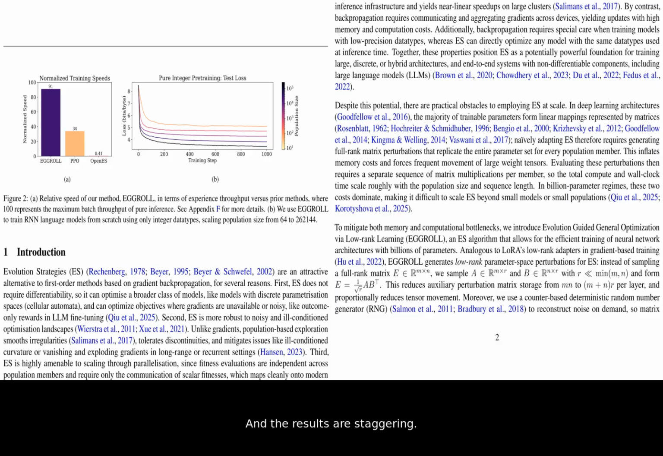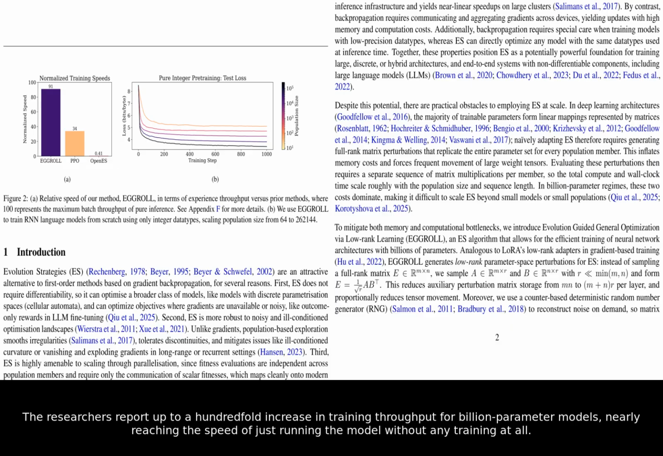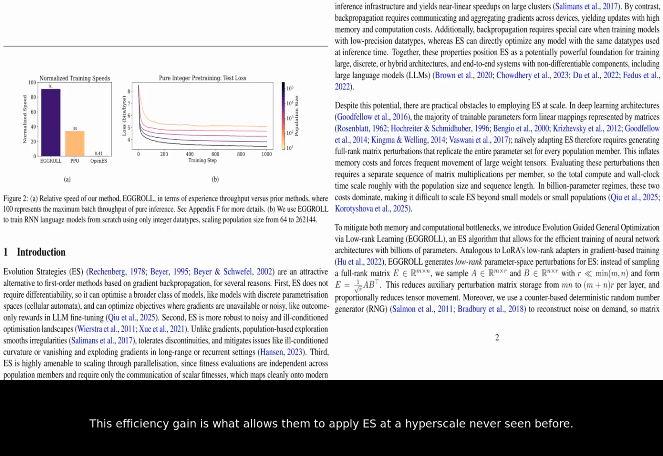And the results are staggering. This graph shows the relative speed of EGGROLL compared to prior methods. The researchers report up to 100-fold increase in training throughput for billion-parameter models, nearly reaching the speed of just running the model without any training at all. This efficiency gain is what allows them to apply ES at a hyperscale never seen before.